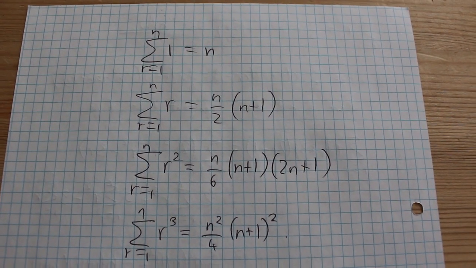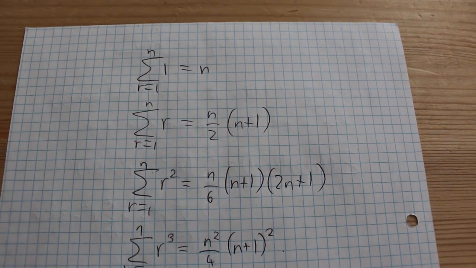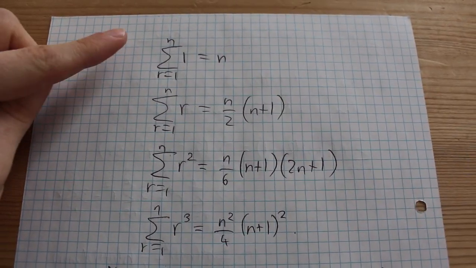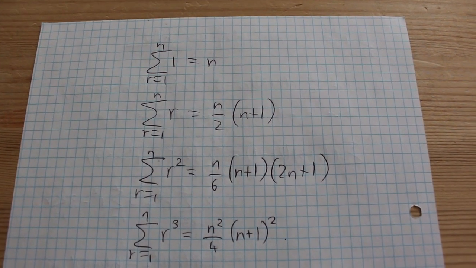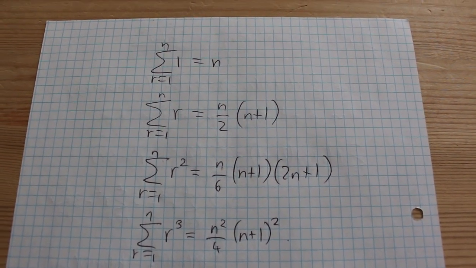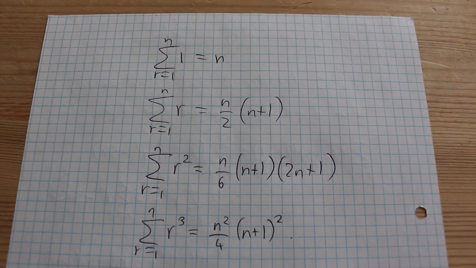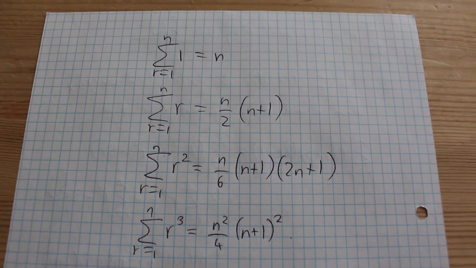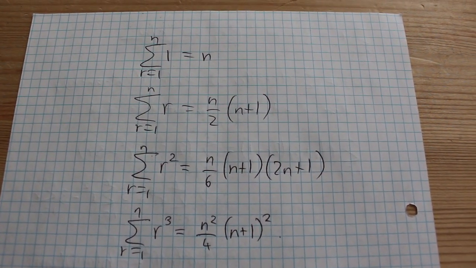Okay then, so to summarize what we've learned, we know these four different formulas: the sum from r equals 1 to n of 1, of r, of r squared, and of r cubed. You need to know these formulas. You do need to be able to prove them, but the way you're expected to prove them in the exam is by induction, which we will learn in a later chapter. But as I said, the proofs will be on the homework.